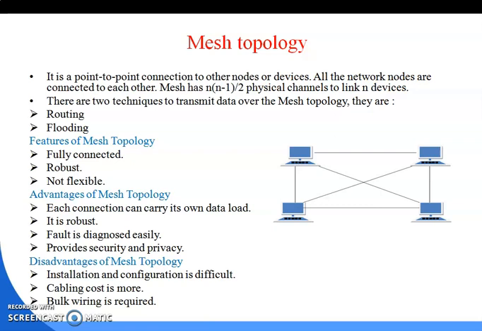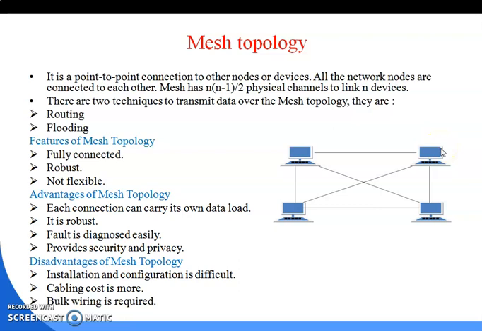Suppose there are n number of devices, that means suppose there are 4 devices. The number of channels required is 4 into (4 minus 1), that means 3 into 4 is 12, and divided by 2 it is 6. So here we have 4 devices, and it requires 6 channels to communicate with each other.